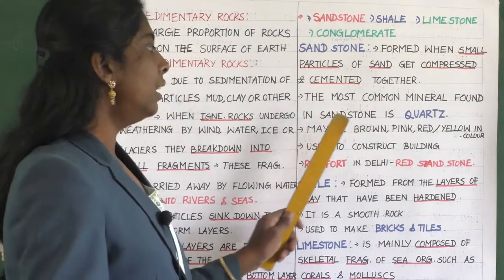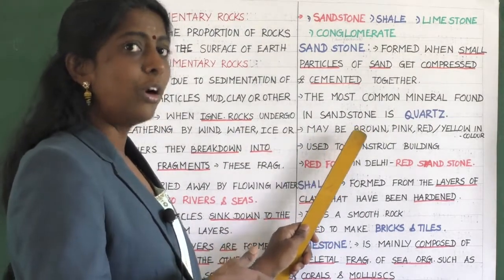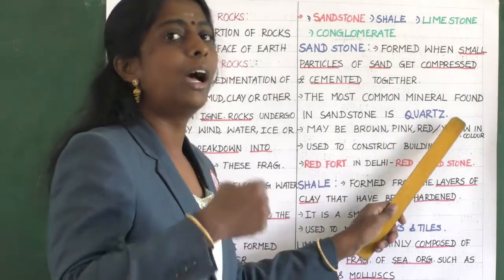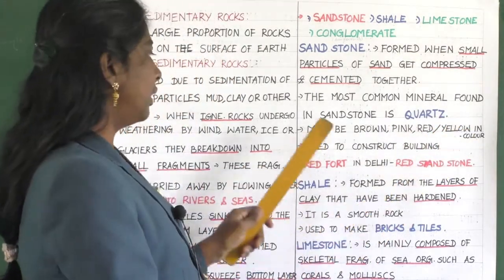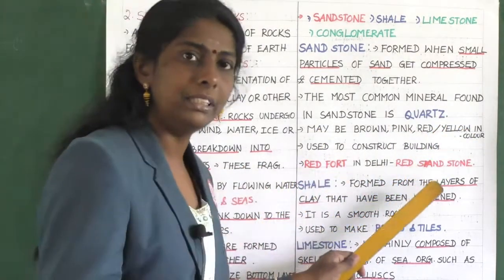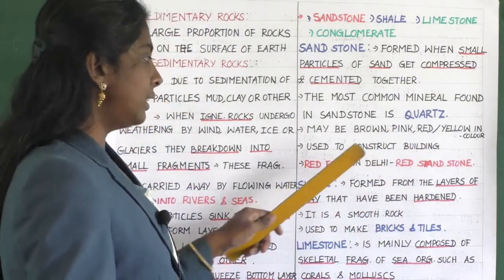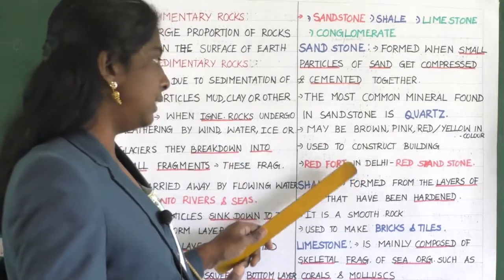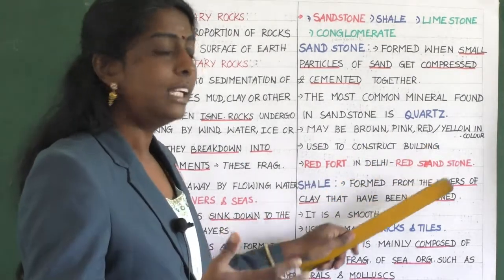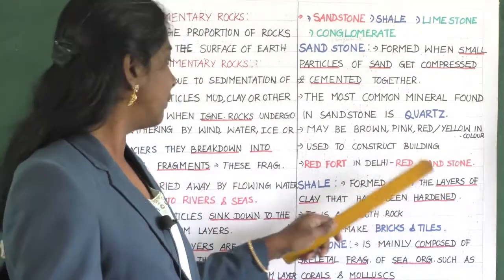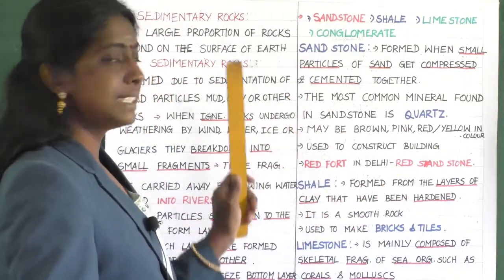This type of rock may be brown, pink, red or yellow in color. It is used to construct buildings. The famous Red Fort in Delhi is made of red sandstone. Clear? Yes. So this is about sandstone.